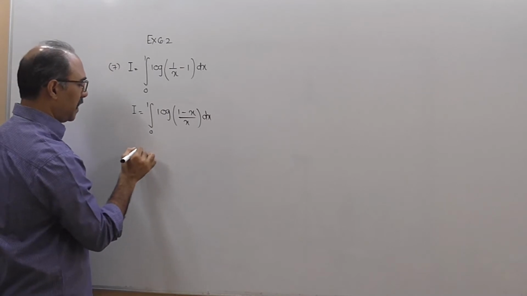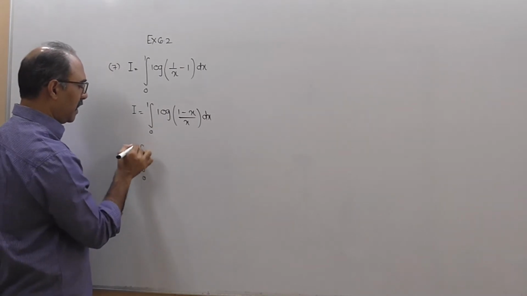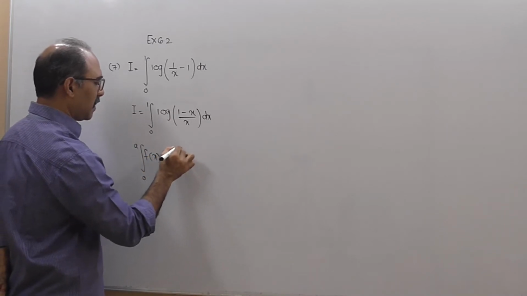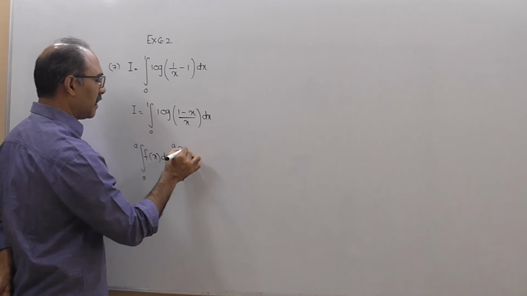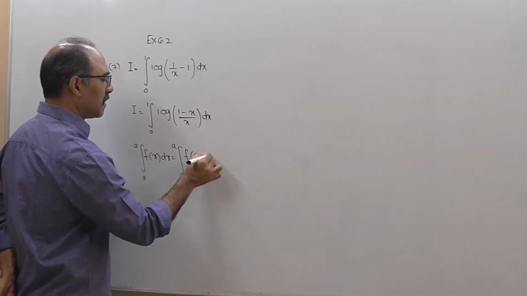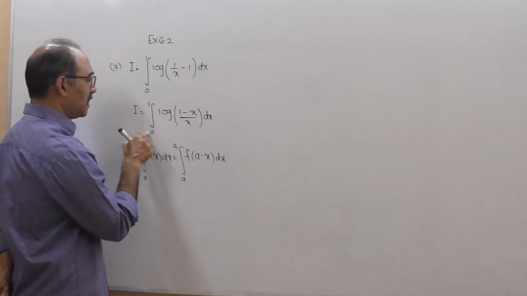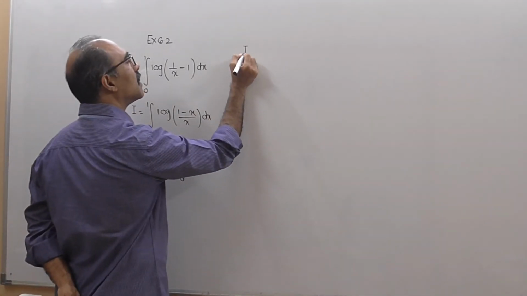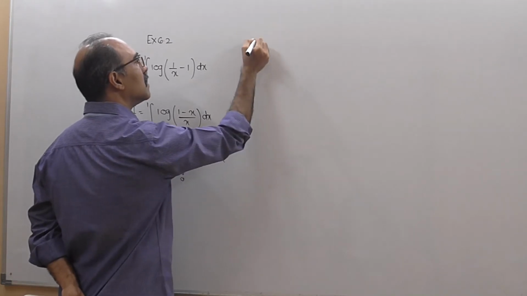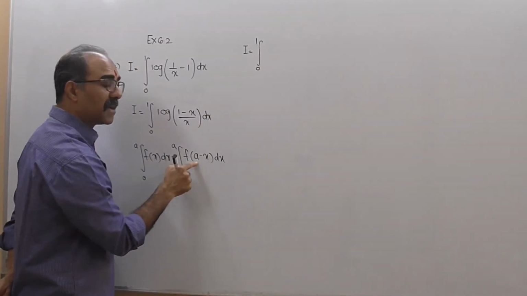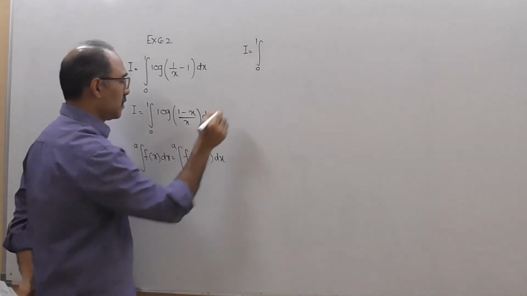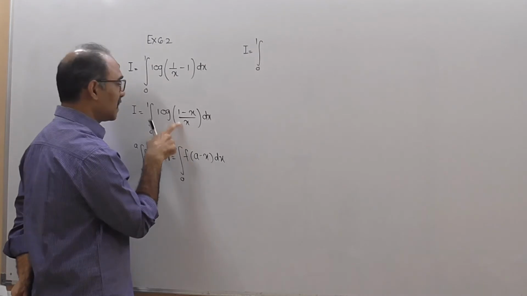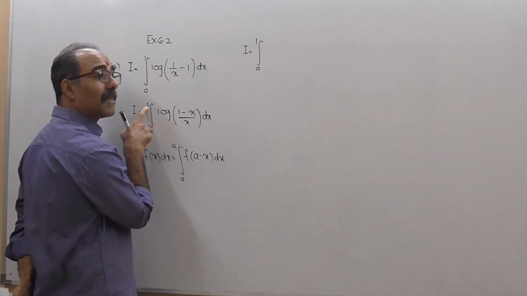Then there is no integration for log, so I will use the formula: integration 0 to a f of x dx equals integration 0 to a f of a minus x dx. See, this is 0 to 1, so it is in the form of 0 to a. So what it means is, wherever I see x, I will replace all x with a minus x. So here, in this case, wherever I see x, I will replace all x with 1 minus x.